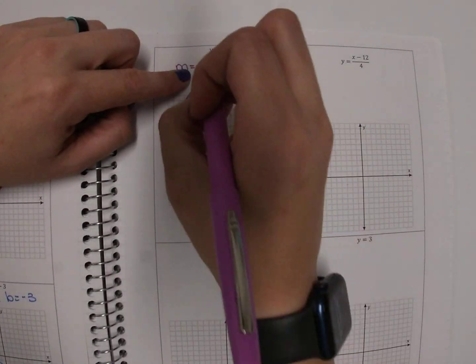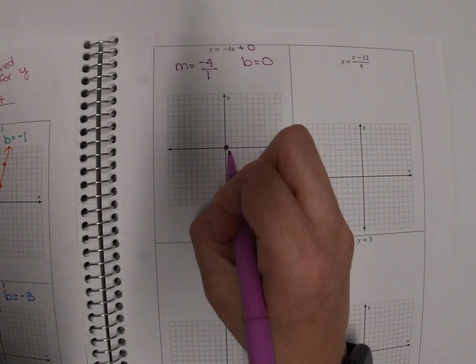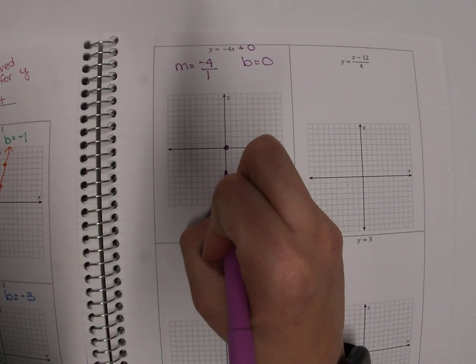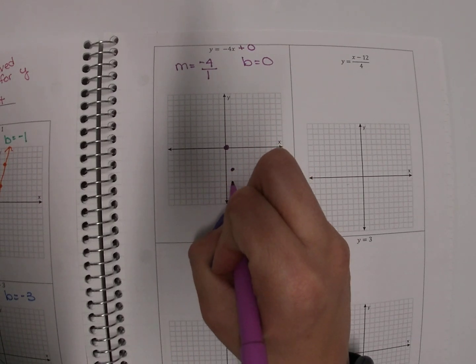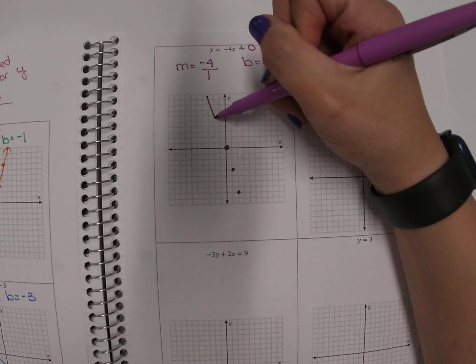Okay, we have -4, so we want to make that into a fraction, a -4 over 1. So we're going to go down 4, right? -4 is down, right 1. Since this is a negative slope, we better end up with a downhill line.